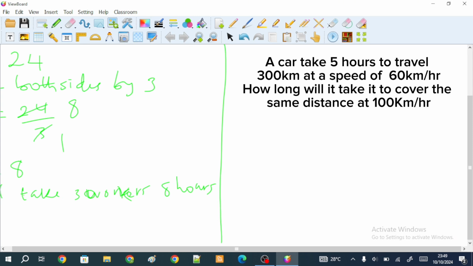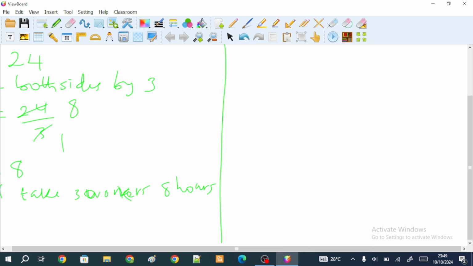Okay, so look at this. You will think this question is different from the first type of question we solved, because here we're having 5 hours, 300 kilometers, 60 kilometers per hour, and then 100 kilometers per hour. But look at the question. It says, how long will it take to cover the same distance? So 300 kilometers from the first part of the question, the same distance, meaning that 300 does not change. So we're not going to touch that 300.